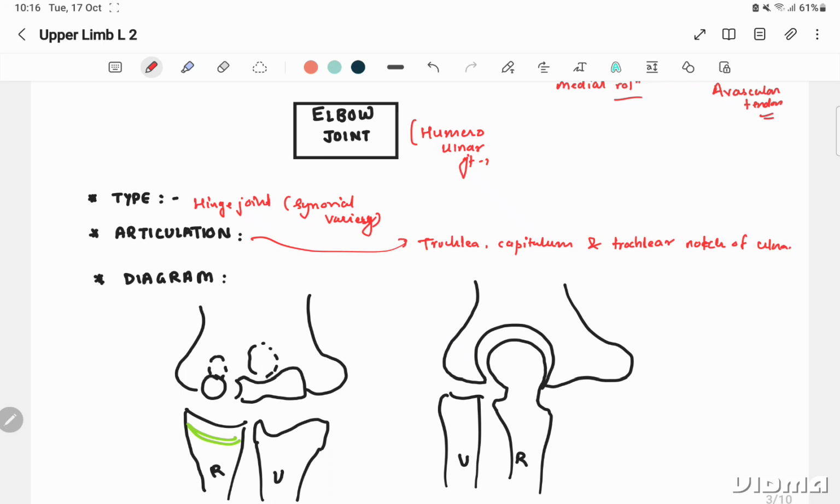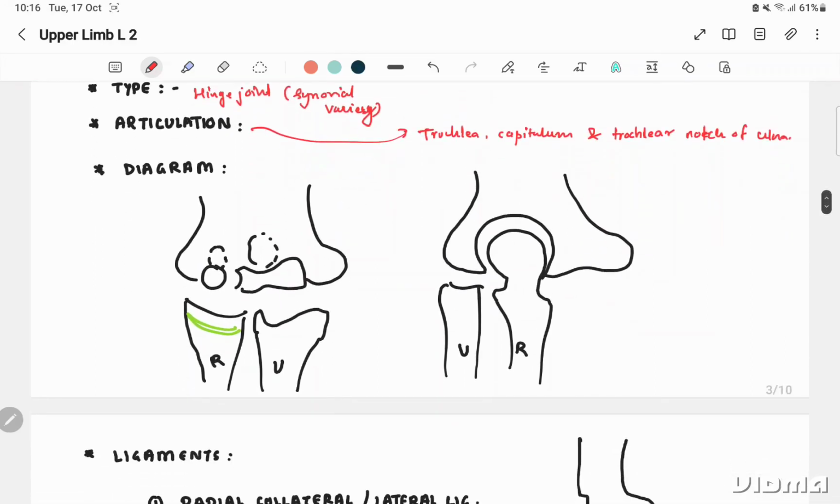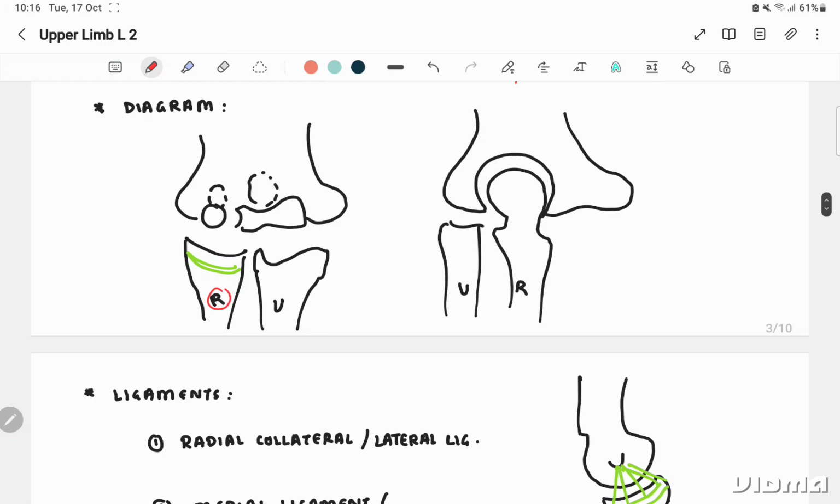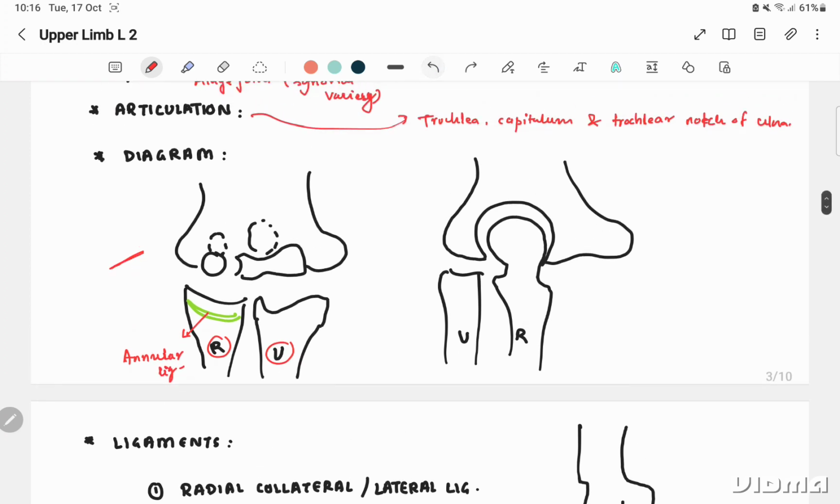Okay, then we have the diagrams. Let me explain this diagram. This is the radius, this is the ulna. We have the annular ligament around the radius. This is the annular ligament. Here we have drawn the humerus, the inferior end of the humerus. And this is the trochlea and this is the capitulum. Okay, and this is the radial fossa, and this is the coronoid fossa.